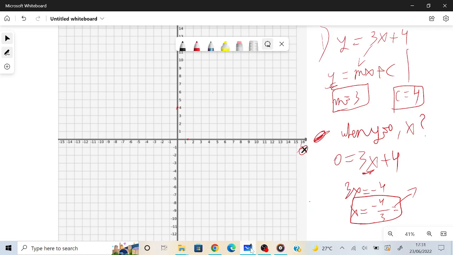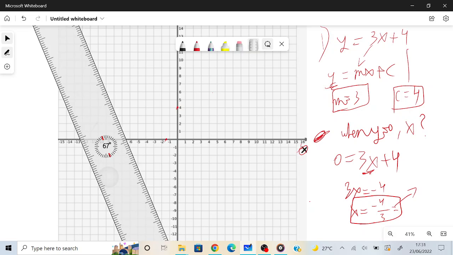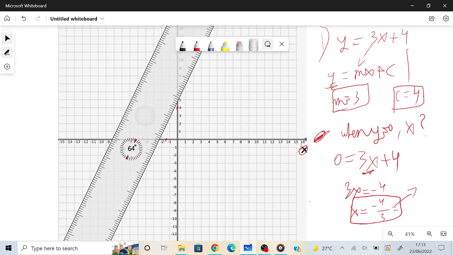Okay, so moving on. Actually, this is minus 4 over 3, not 4 over 3. Sorry, somewhere here. Yep, somewhere right there. So now that you have your 2 points, all you have to do is connect them. So of course, using your ruler, try to ensure that these 2 points get connected.